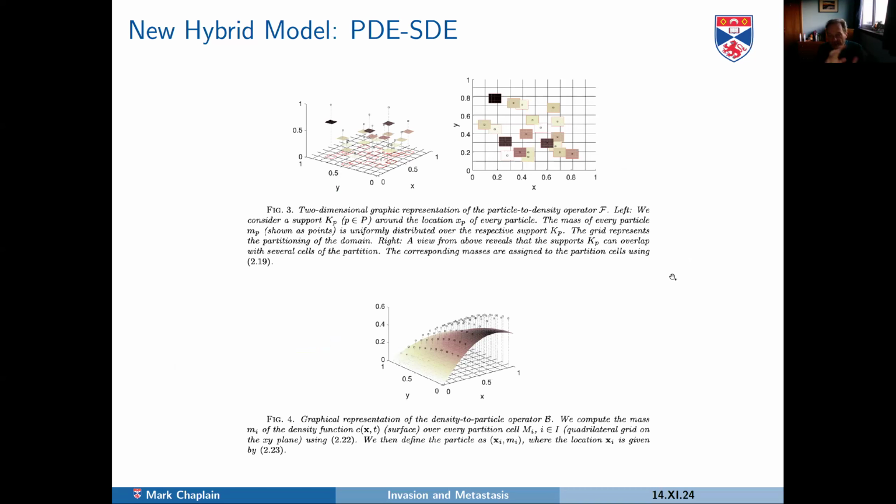And with this formal mapping from the density model into the discrete system, we can also do the reverse mechanism of EMT, it's called MET, mesenchymal to epithelial transition. So we can turn mesenchymal cells from invading cells into epithelial cells, which are just proliferating. So we can incorporate both EMT and MET into the model.